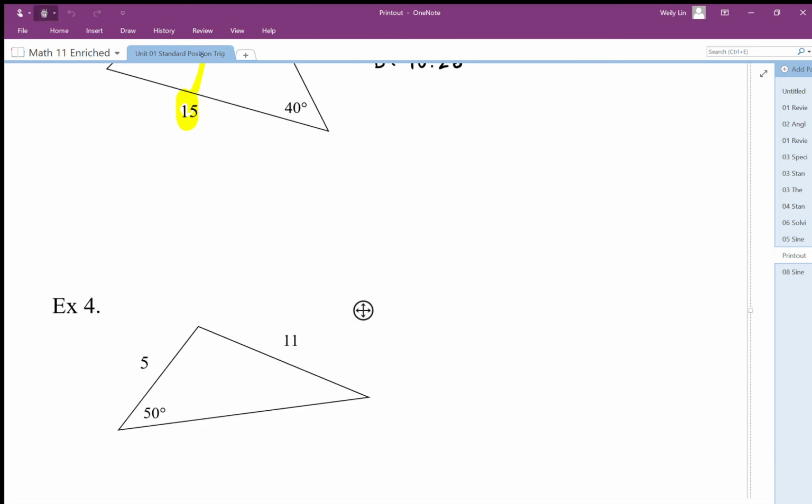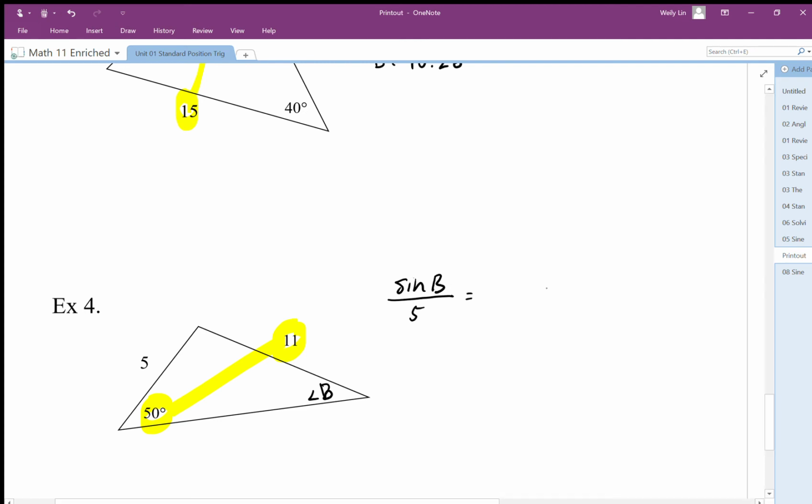So again, what do we look for? We look for an angle and opposite side pairing. That means sine law. Okay, so I can set up my ratio. I'm going to call this side or angle B. Okay, so there's angle B. So I'm going to do sine of angle B over side 5 is equal to sine of 50 degrees over the opposite side of 11. And that known side angle opposite ratio will allow me to solve this triangle.